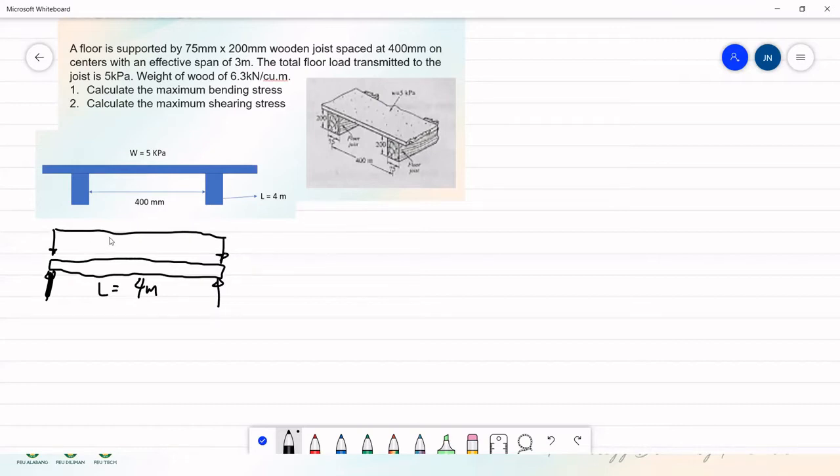What would be this load? It should be W. Okay, so what are the loads? Here, you have the total load transmitted to the joist, which is 5 kilopascal.